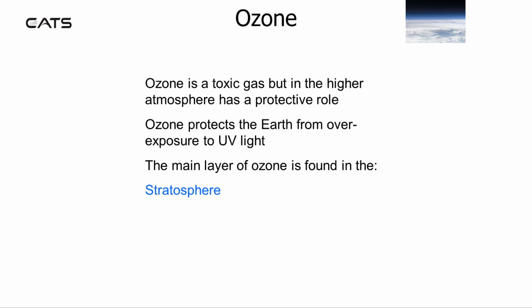Ozone. Ozone is a toxic gas, but in the higher atmosphere has a protective role. Ozone protects the Earth from overexposure to UV light. The main layer of ozone is found in the stratosphere.